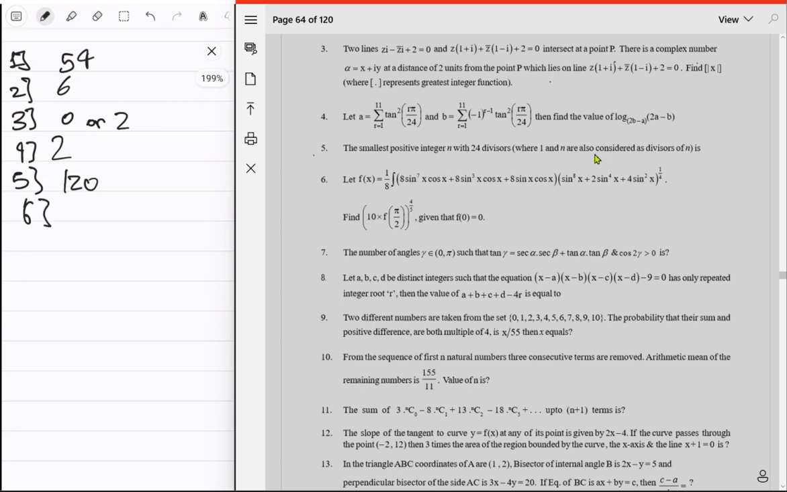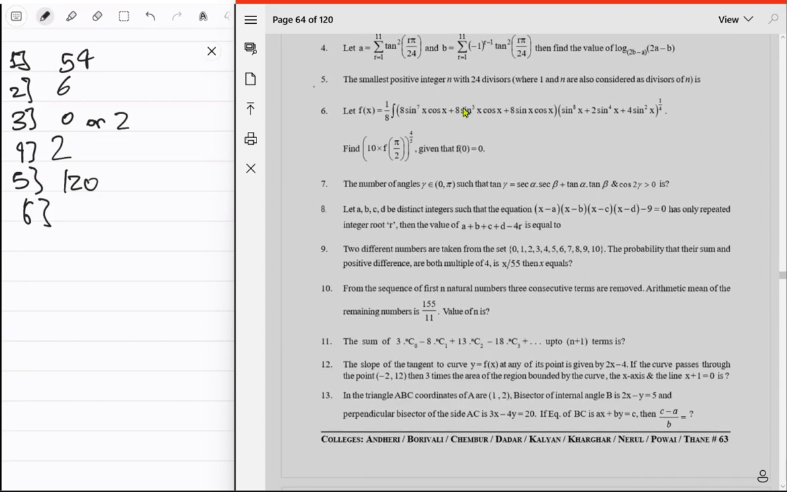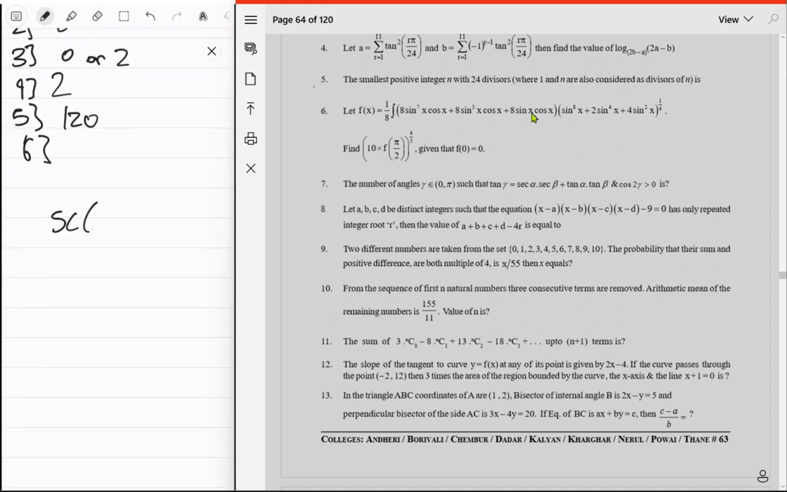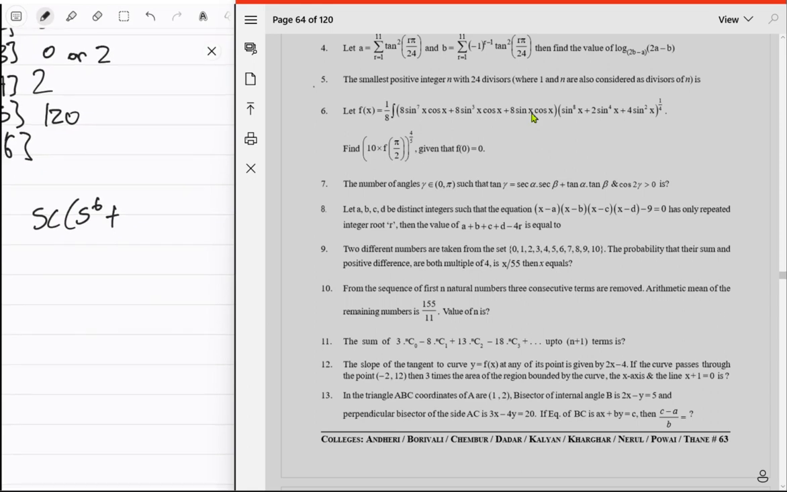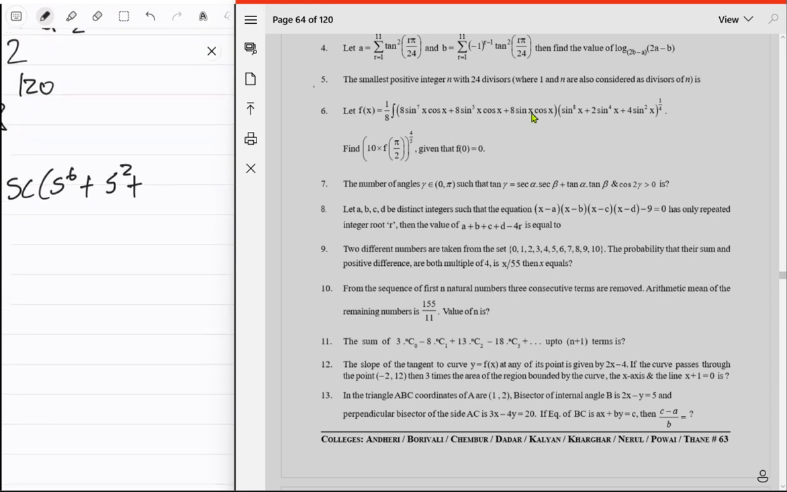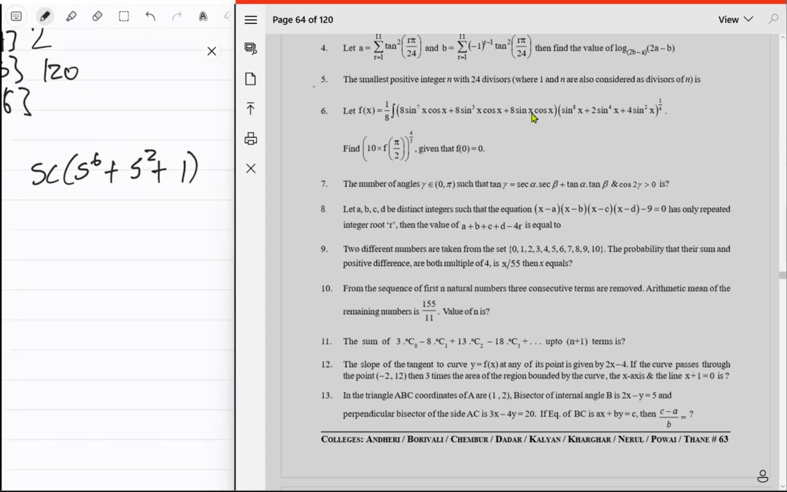Sixth, f(x) equal to this thing, find 10 times f of 5 upon 2 की power 4 upon 5 given that f of 0 equal to 0. Okay, 8 sin power 7 cosine plus 8 sin power 3 cosine. Okay, 8 तो कॉमन दिख रहा है, और क्या है, साइन कोसाइन कॉमन है, एस सी कॉमन, एस पावर 6 प्लस एस पावर 2, राइट, प्लस 1, गेस दैट्स द थिंग.